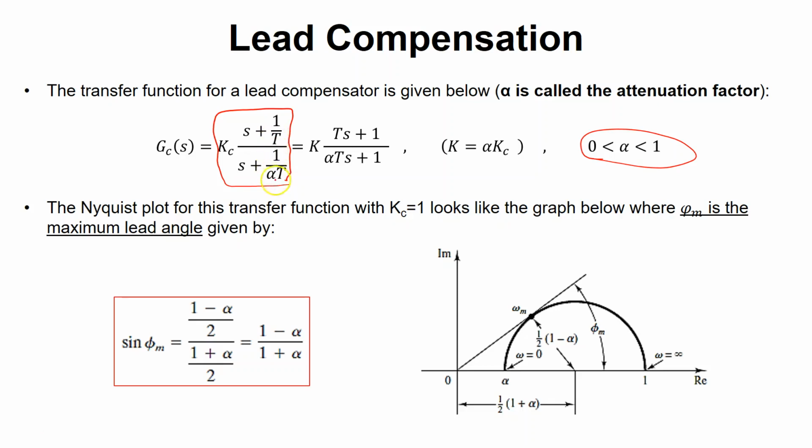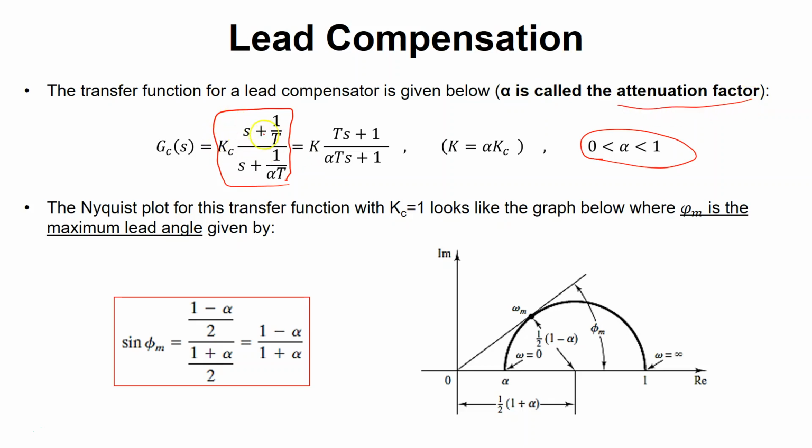Because T is bigger than alpha T and you're dividing by T, so this whole number has a smaller magnitude than this one, right? So if you have a pole and a zero, the zero is further away from the origin, the pole is closer to the origin, and that's exactly what we had in the previous chapter. So no difference. By the way, the name of alpha, we call it the attenuation factor.